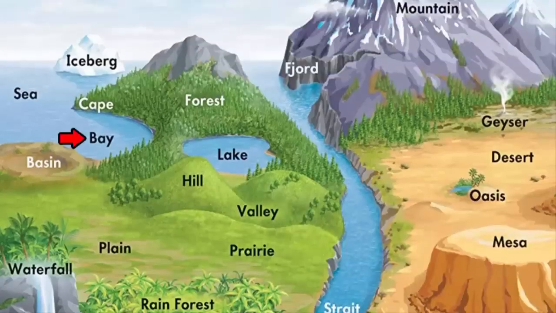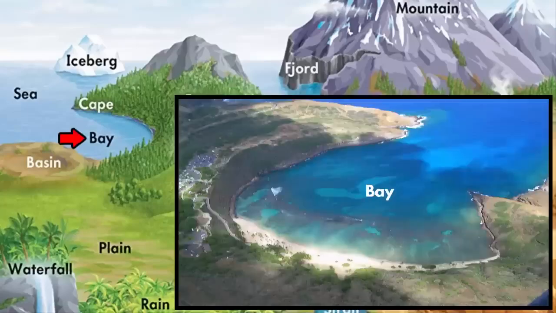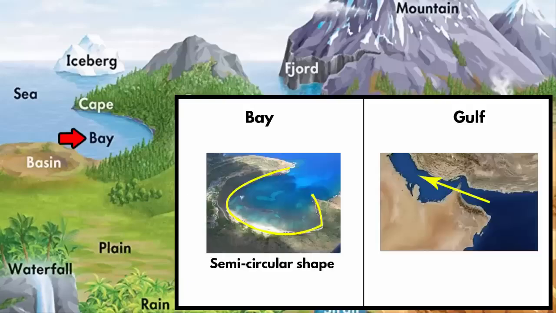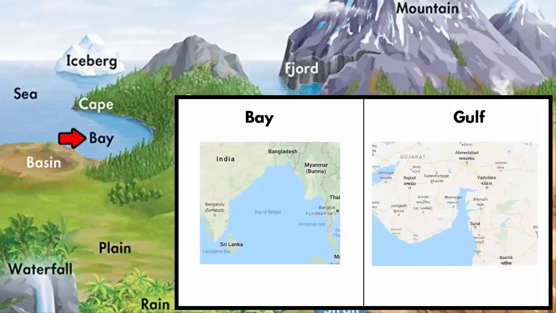The next term is bay. A bay is a broad inlet of the sea where the land curves inwards. A bay can also be called a gulf. But the only noticeable difference you will find is that a bay is semicircular in shape, whereas a gulf is a deep inlet. For example, have a look at the Bay of Bengal and the Gulf of Khambat.